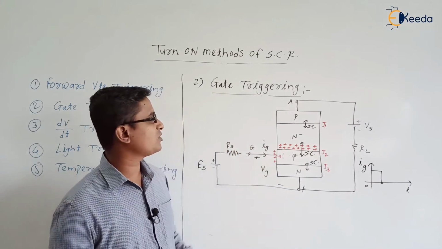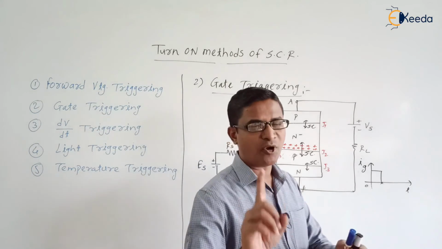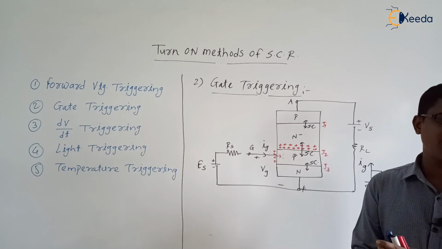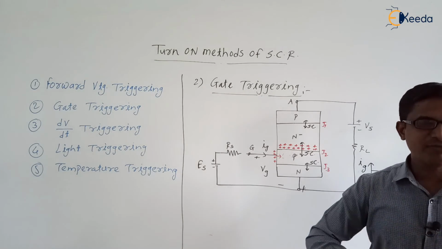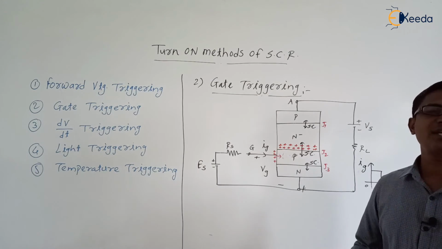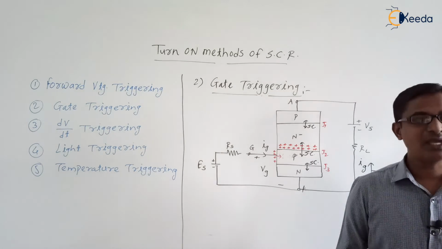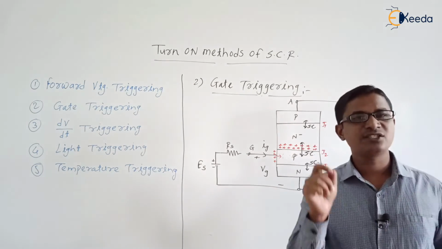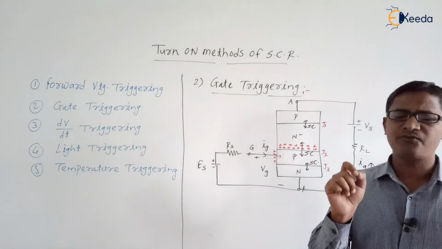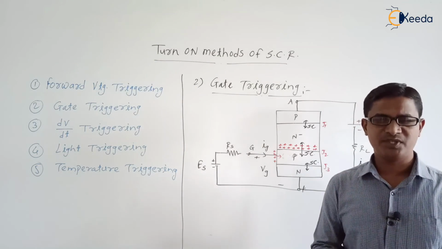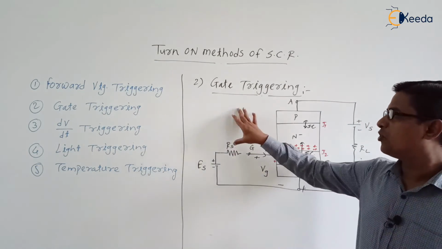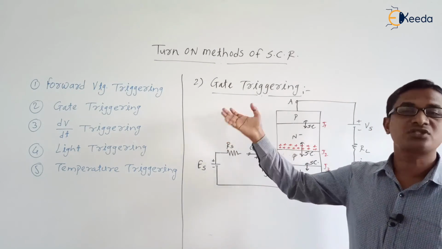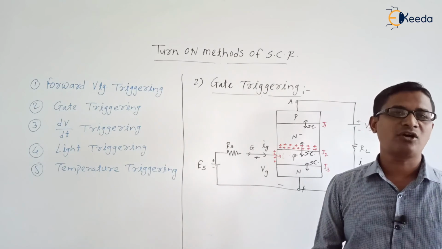So this is about the gate triggering of the SCR. The important point regarding gate triggering: once SCR turns on with the help of a gate pulse, by circulating the gate current, if we then remove the gate signal, our SCR will continue in the on state. We need to circulate the gate current only for a very small interval of time. Is this clear? That's why it is the most economical and the most popular method of turning on an SCR.